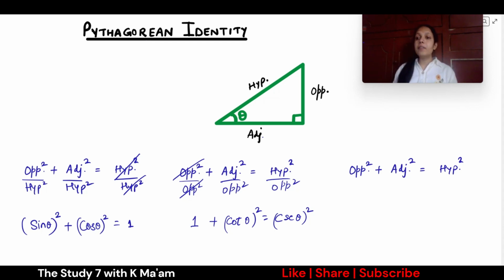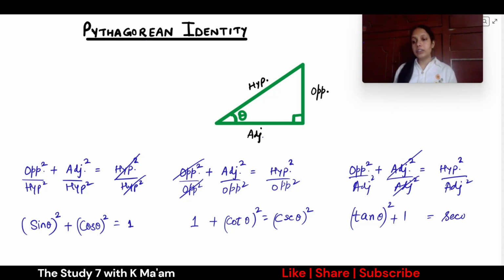Next, you can divide both sides by the adjacent square. Adjacent square over adjacent square cancels. Opposite over adjacent is tangent theta. So tangent theta whole squared plus 1 equals hypotenuse over adjacent, that's secant, so secant theta whole squared. These are the 3 Pythagorean identities. We derived them using the Pythagoras theorem.